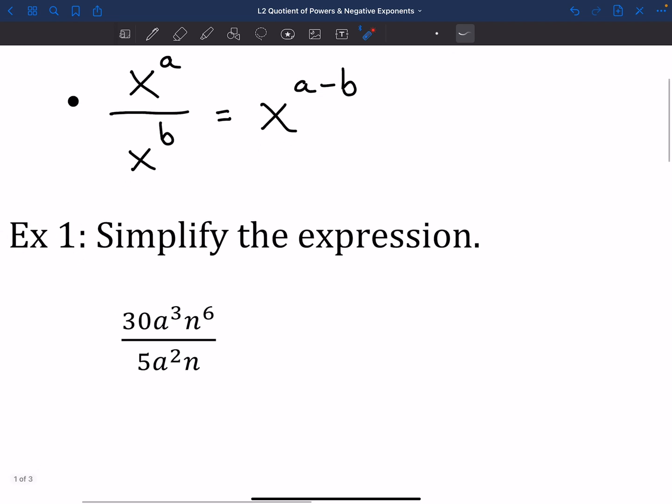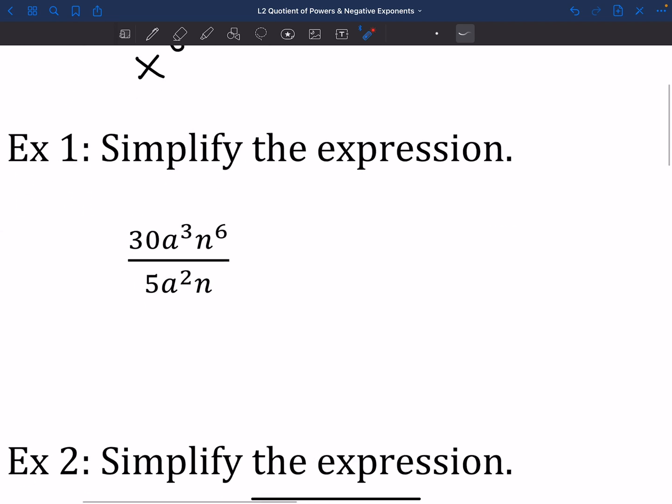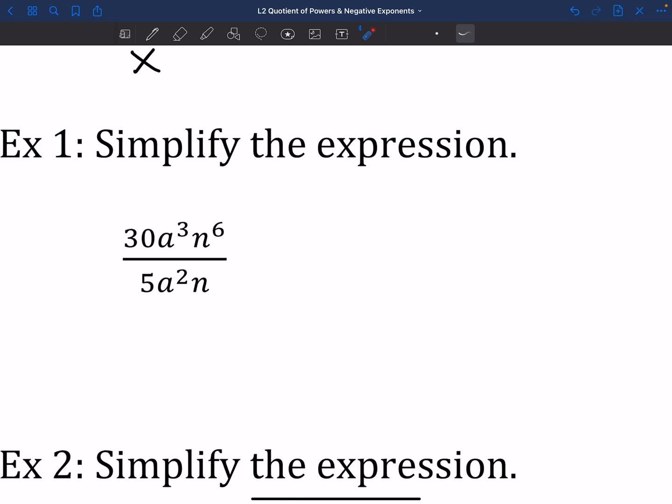So immediately, it looks like we're just jumping right in. This looks pretty awful: 30a to the third n to the sixth divided by 5a squared n. Ooh. It looks really awful, but it's not going to be as bad as it might seem. We're going to take it one piece at a time, and we're going to divide the pieces that divide together. 30 and 5 are just numbers, so we can do 30 divided by 5. We're also going to take a look at a to the third divided by a squared. Those match up, they're both a's. And then last but not least, we've got n to the sixth and just n. Those also match because they're n's.